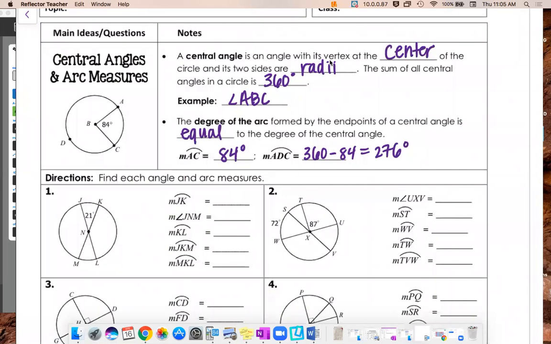It says a central angle is an angle with its vertex at the center of a circle, and its two sides are radii of the circle. The sum of all the central angles in a circle is 360. So that makes sense. An example of this is angle ABC over here.